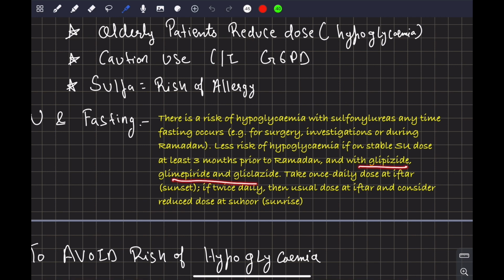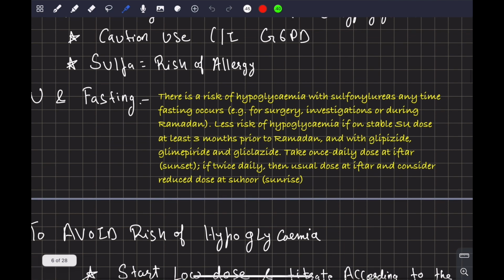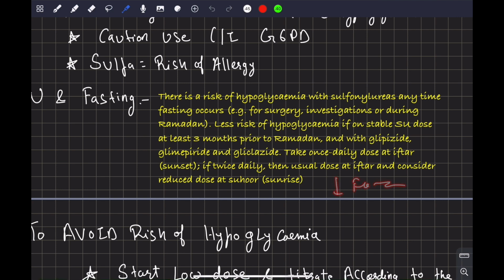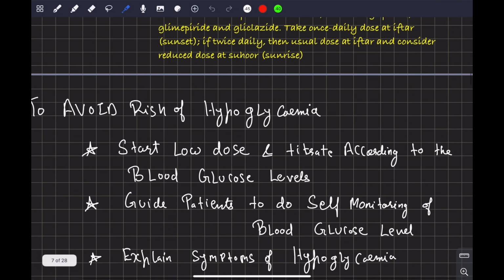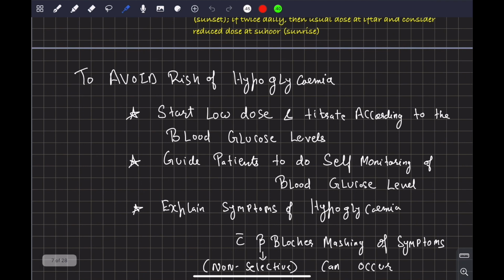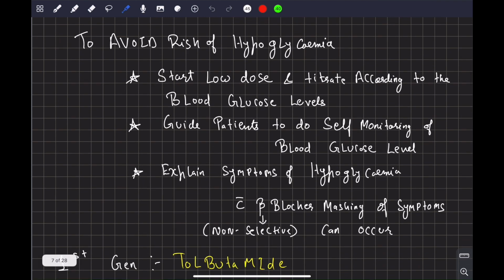With glipizide, glimepiride, and gliclazide, there is less chance because they are potent drugs acting for a longer time. They don't act in short bursts, so we can prescribe them. Take the once daily dose at iftar, at sunset, and if twice daily, then the usual dose at iftar, and consider a reduced dose at sunrise. If you want to prescribe twice, you need to reduce the dose at sunrise, the first meal, and at iftar we can give the regular dose because the patient is going to have a meal. So this was a quick update on fasting cases of sulfonylurea.